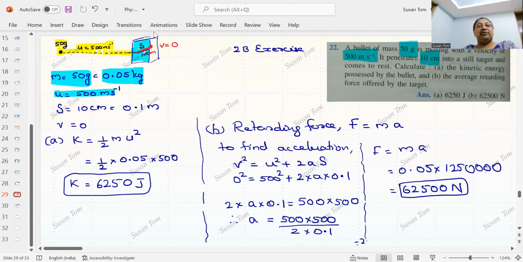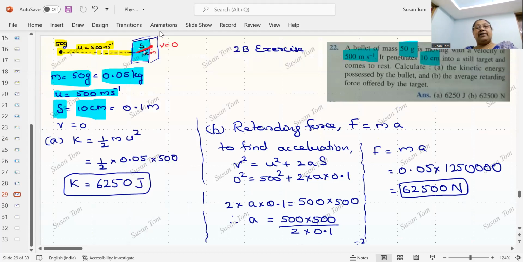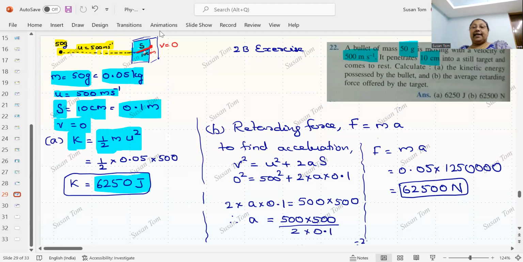Initial velocity u is equal to 500 meters per second, with which it is initially moving. Displacement is 10 centimeters, which is equal to 0.1 meter. Final velocity is 0. Kinetic energy is equal to half m u square. Solving, 6,250 joules. The second part you are asked to find is the average retarding force offered by the target.